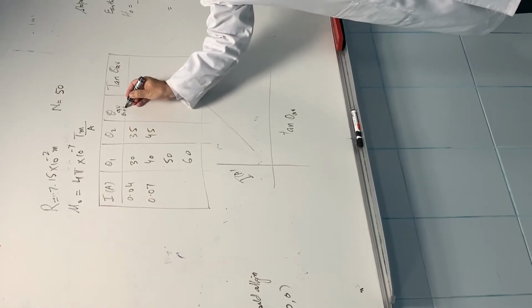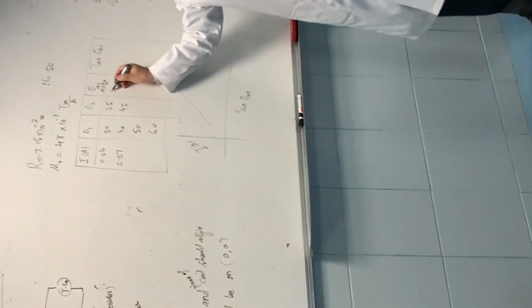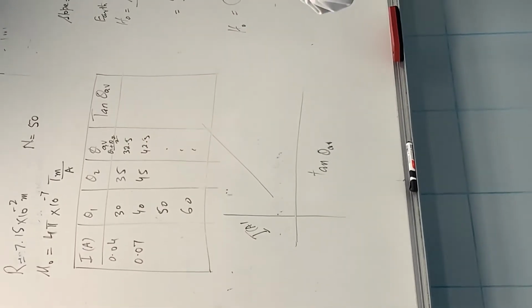Please come on now. Come back here. What is here? Theta. Add together, divide by 2. What is the answer? 35 plus 30. Theta 1 plus theta 2 divided by 2. This is the average. So you will see there is 32.5. Same like 42.5.